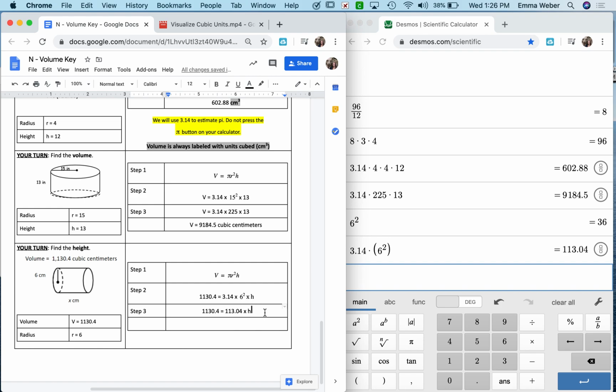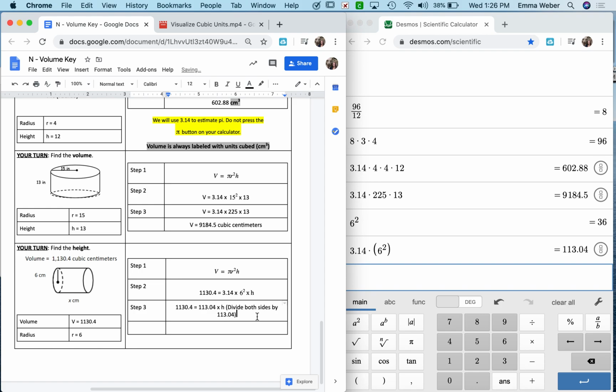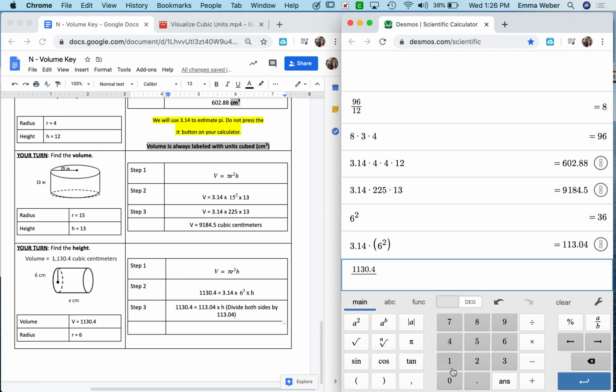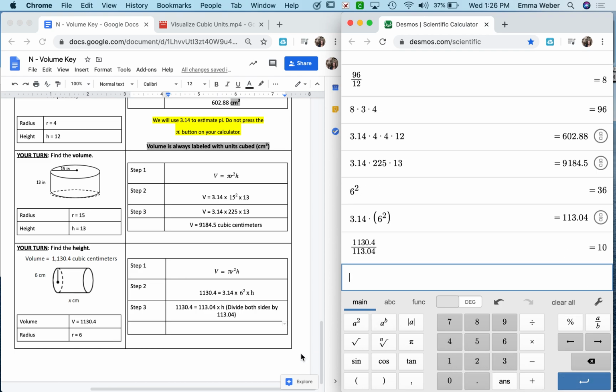Because we're multiplying h by 113 and 4/100ths, the opposite of doing that would be to divide both sides. So we're going to divide, if I can type, we're going to say divide both sides by 113 and 4/100ths. So that's our step that we're going to do. Again, it's really hard to type that in the Google Doc, so we're going to leave it like that. If we did that, 1,130 and 4/10ths divided by 113 and 4/100ths gives us an answer of 10.